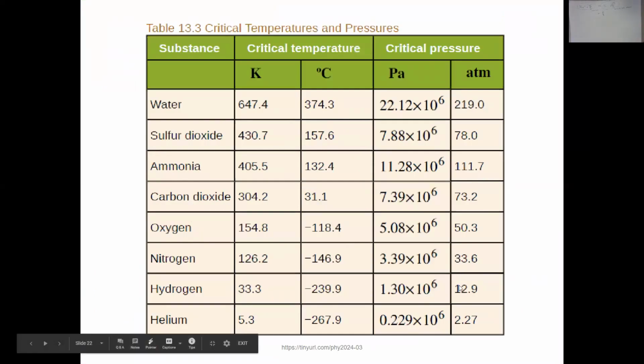And the table here lists the critical temperature and critical pressures for several substances here. If you need, then you can look them up here.